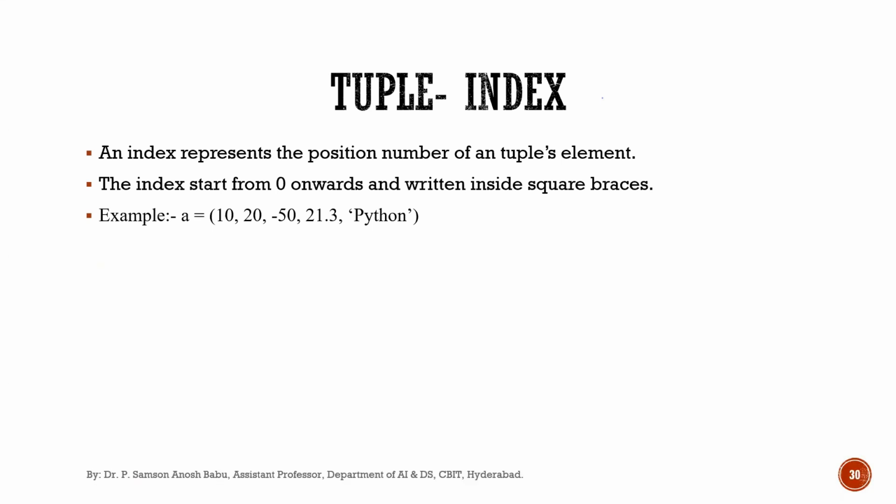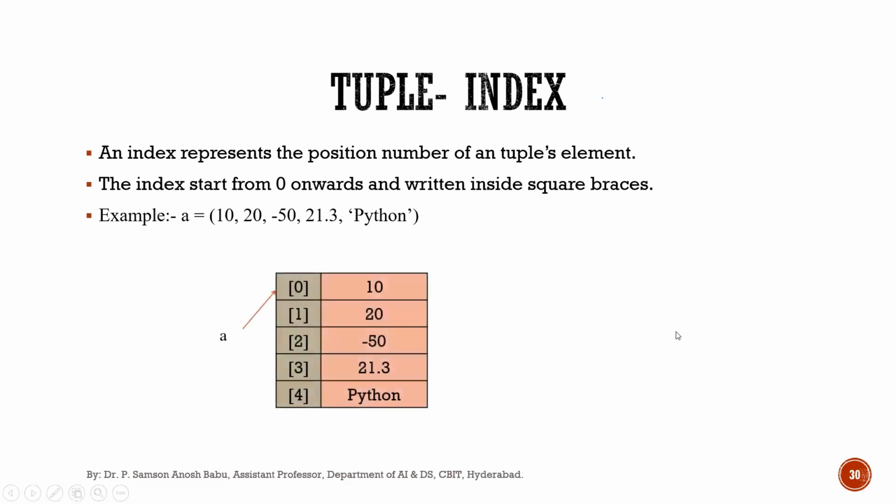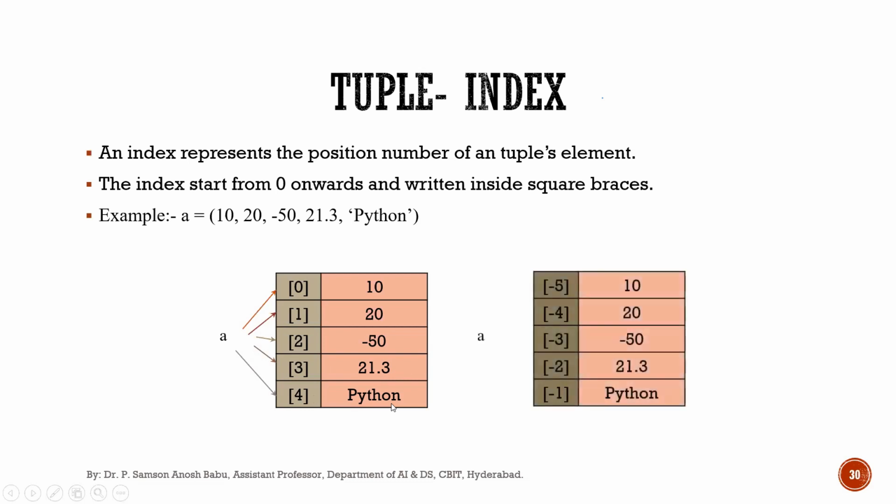Next, we see tuple index. Similar to list, tuple index also starts from 0 onwards and is written inside square braces. If you see the tuple A, it contains 10, 20, -50, 21.3, and Python. A of 0 represents the first element, A of 1 represents the second element, A of 2 represents the third element, and A of 3 represents 21.3, that's the fourth element, and A of 4 represents the fifth element, that is Python.